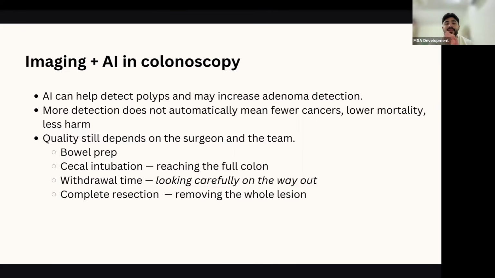So the quality again goes back to the surgeon and the team. For example, prepping the bowel, making sure that it's a clear field so they are able to visualize, right?